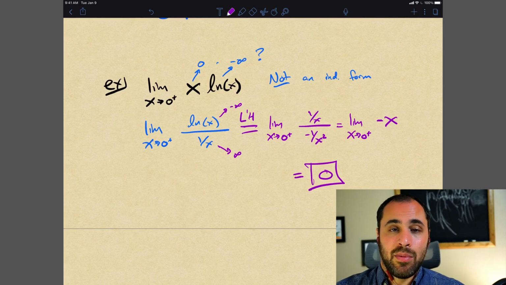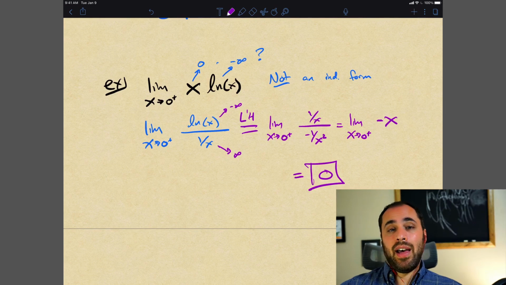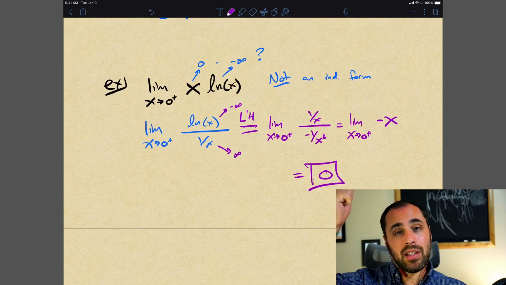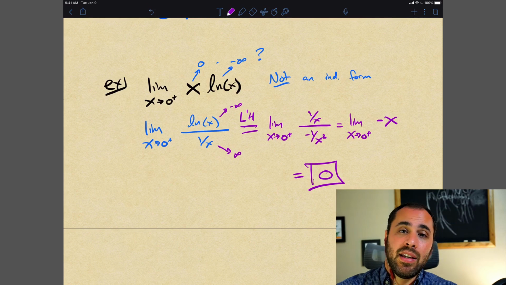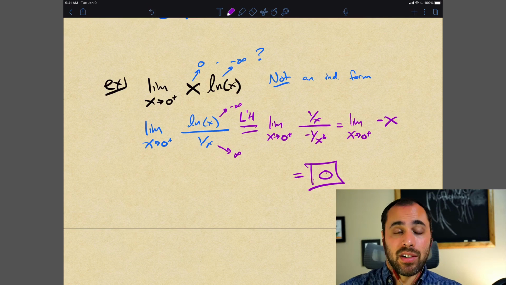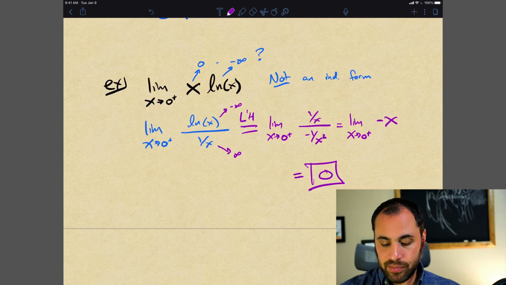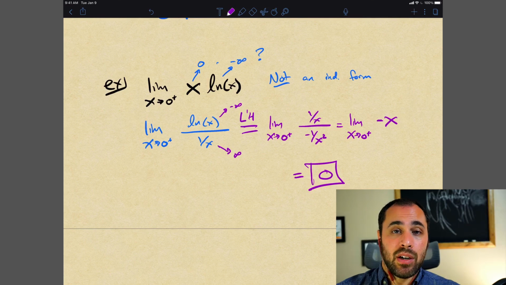So what does it tell us about these competing forces? x is getting small and natural log of x is getting really big in the negative direction. This tells us that the x wins out, that it's getting close to 0 faster than the natural log is growing. So this is L'Hopital's rule in action. We'll see some more examples in class.